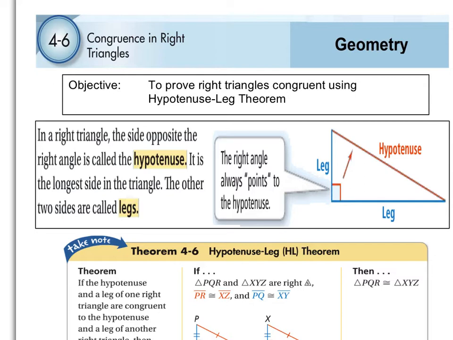Okay, so let's talk about the pieces and parts of a right triangle because they're very important in being able to identify them and being able to use them to prove that triangles are congruent. So in a right triangle, the side opposite the right angle is called the hypotenuse. So if you take the right angle here and you go opposite of that right angle, that means you go furthest away, the opposite of that, that's the hypotenuse. Or in other words, the hypotenuse is always the longest side of a right triangle.